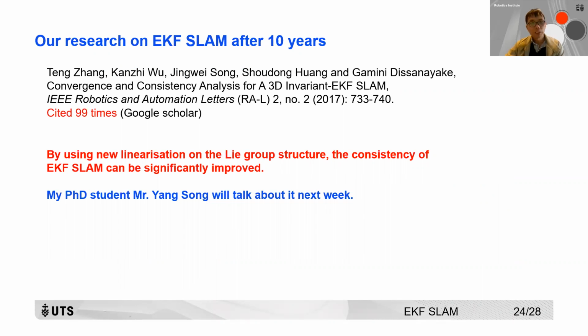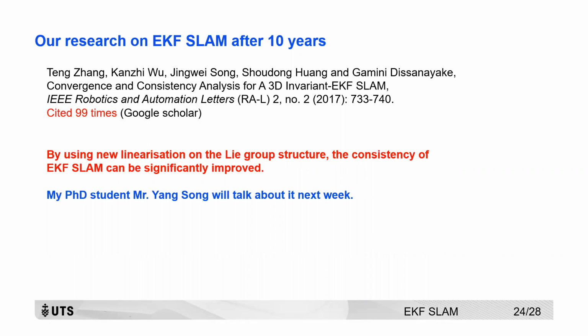So that's 2007. After 10 years, my student Teng Zhang and others published another paper, which is convergence and consistency analysis for 3D invariant EKF SLAM. In this paper, they borrowed some ideas from other people and proved that using this linearization on this Lie group structure, the consistency of EKF SLAM can be significantly improved. And next week, my student Yang will talk about how this can happen.